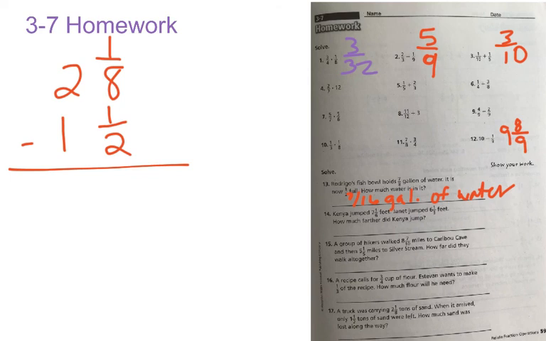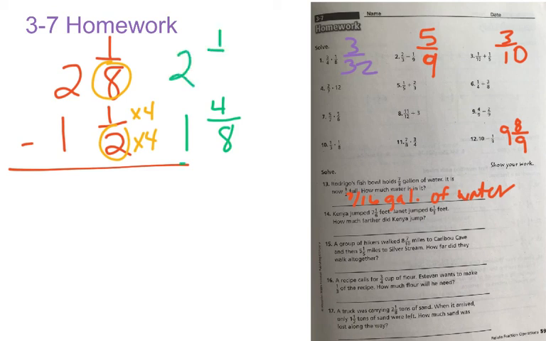Again, we have to have a common denominator to be able to complete our subtraction. And we can look at our denominators. We have an 8 and a 2, and we know 2 is a factor of 8 because 2 times 4 is equal to 8. So anything we do to the top, we do to the bottom. I'm going to bring over my whole number right now. 1 times 4 is equal to 4, and then 2 times 4 is equal to 8. And so now what I'm left with is 2 1/8 minus 1 4/8.